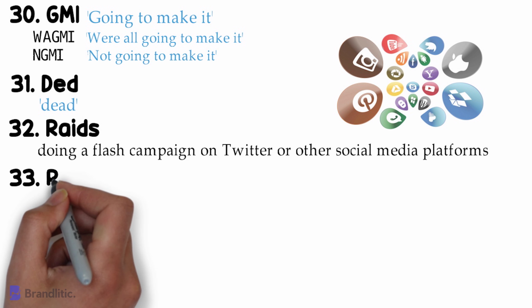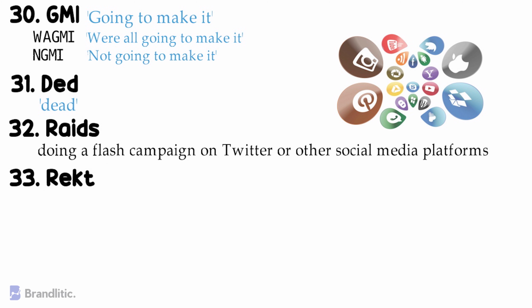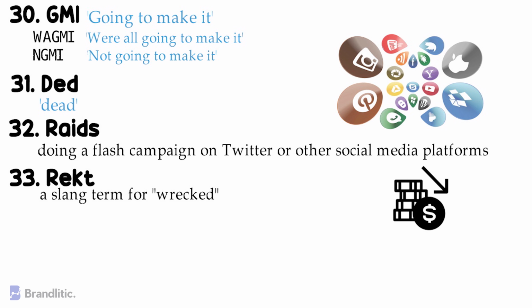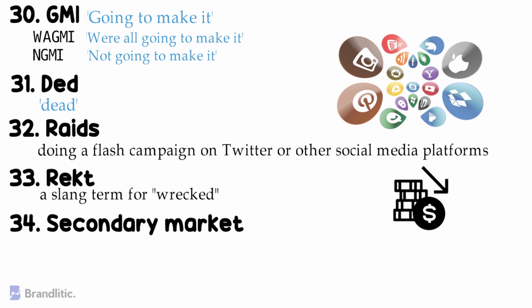Next, number 33, Rekt. Now, Rekt is a slang term for wrecked. It's often used in the online gaming community and is used to refer to someone who has been totally ruined or destroyed. In the crypto community, Rekt refers to someone who has experienced severe financial losses because of bad investment decisions. Next, number 34, secondary market. After an NFT is minted, it can be sold or purchased on the secondary market such as OpenSea.